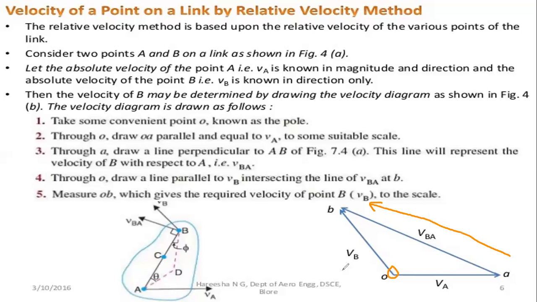Next, through O, draw a line parallel to VB, intersecting the line VBA. So I am taking this line, that is the velocity of B line in the drafter or any other thing, and drawing a line parallel to it. So here comes the triangle.